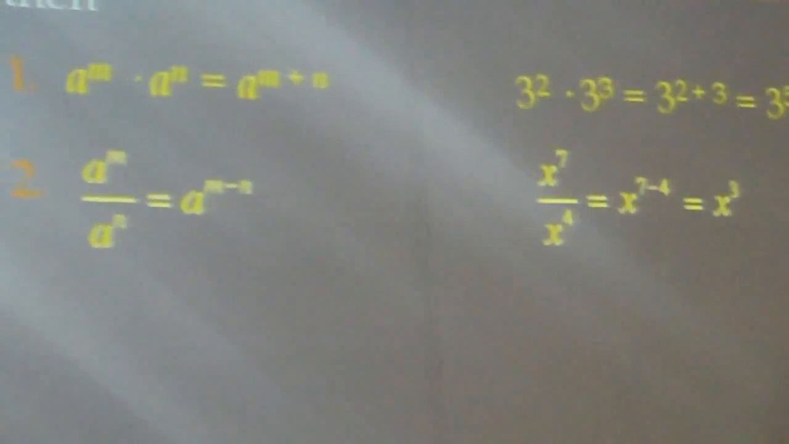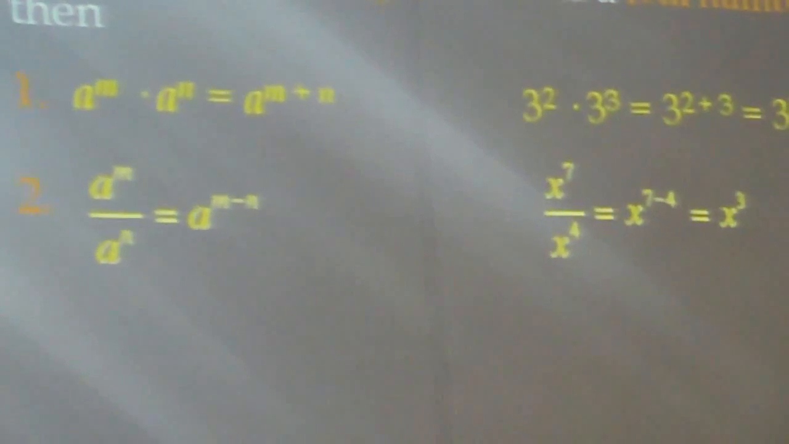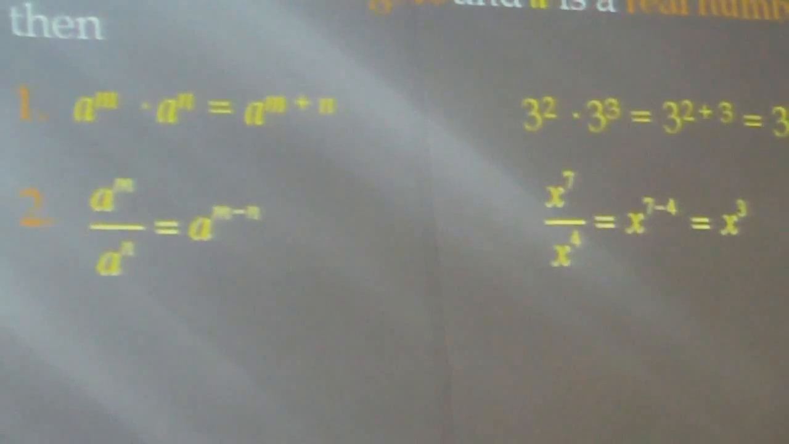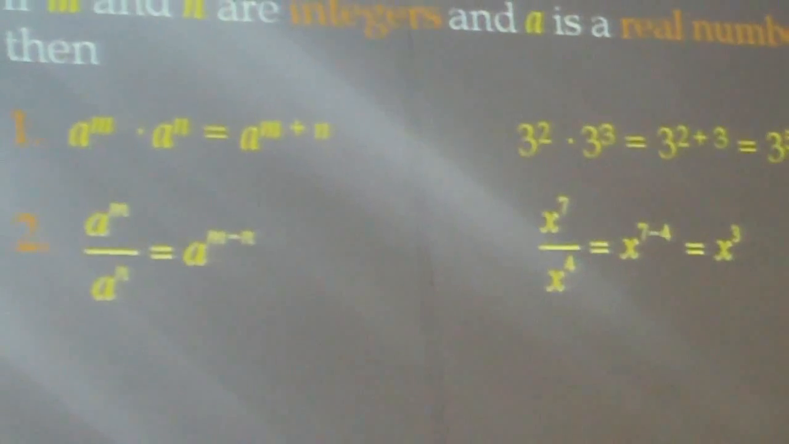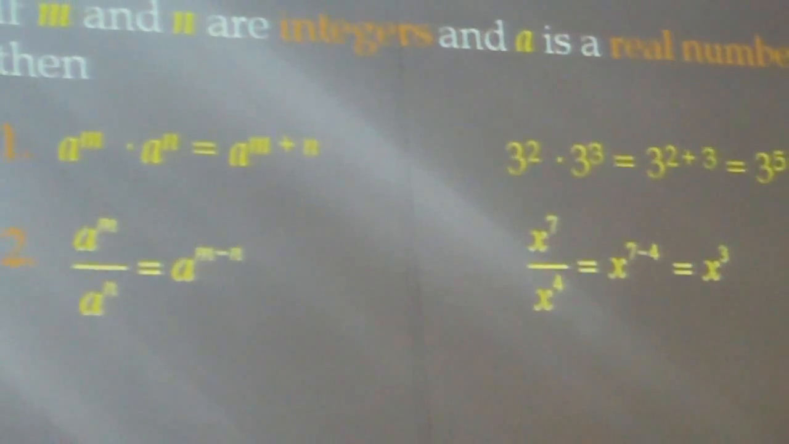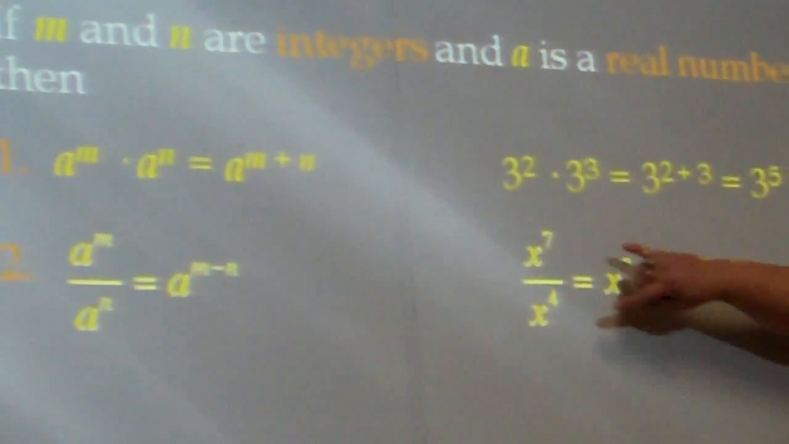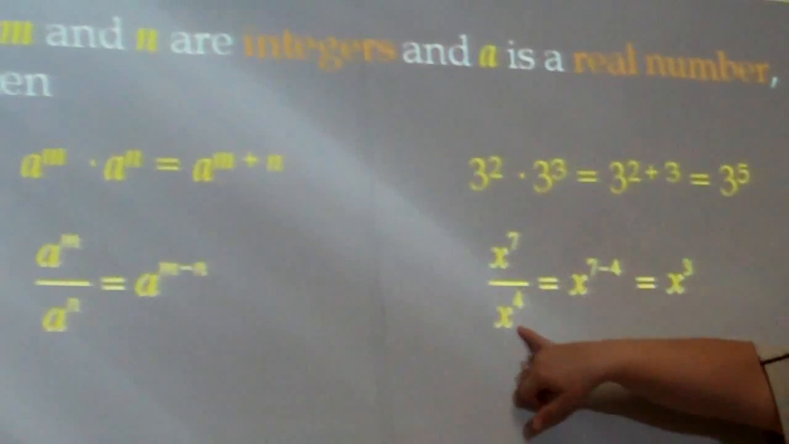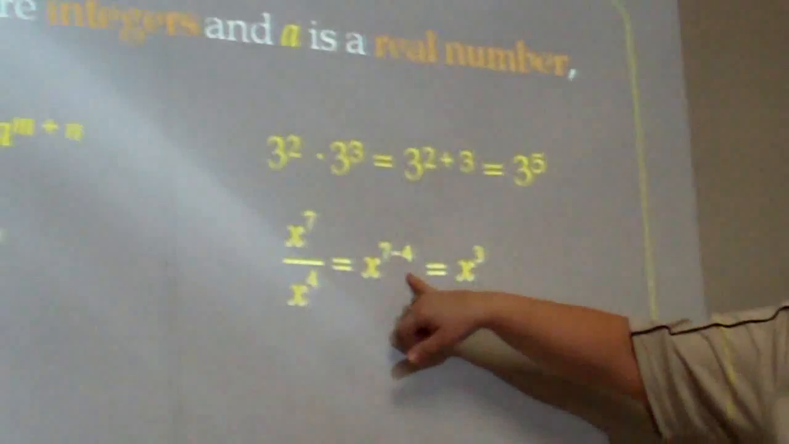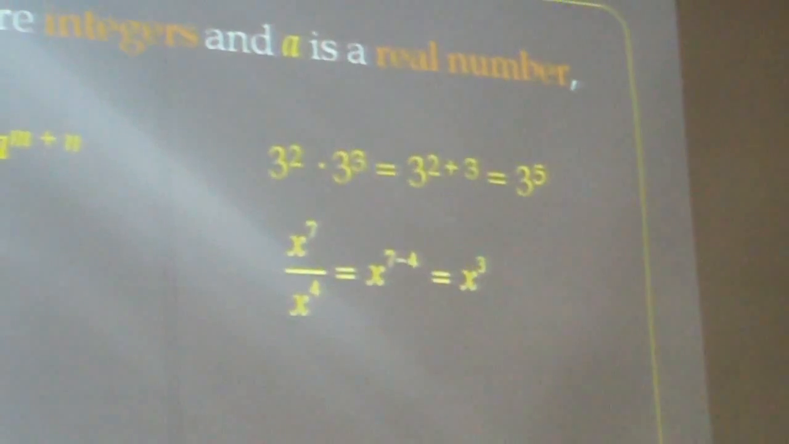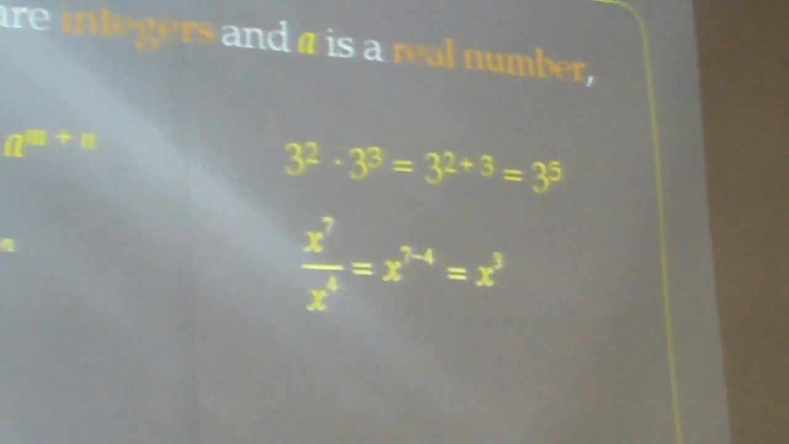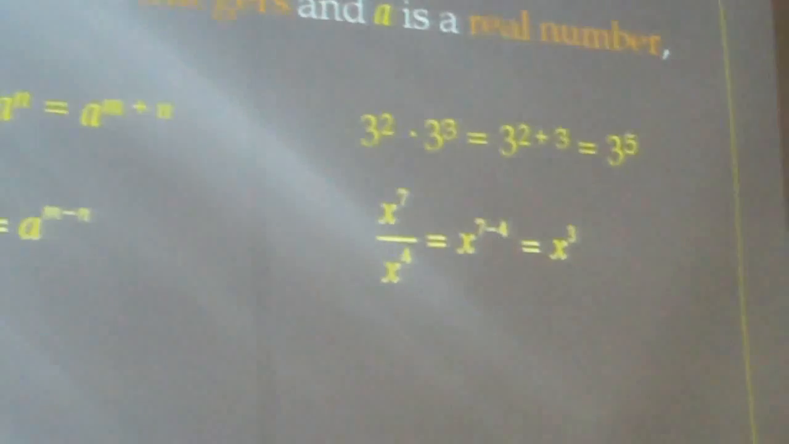Power is positive. Where does the positive power go? Numerator. If it's negative, it's really referring that it's in the denominator. For instance, if this was vice versa, x to the 4th over x to the 7th, that's 4 minus 7, which means this 3 is actually a negative. So x cubed would actually be in the denominator. Okay.